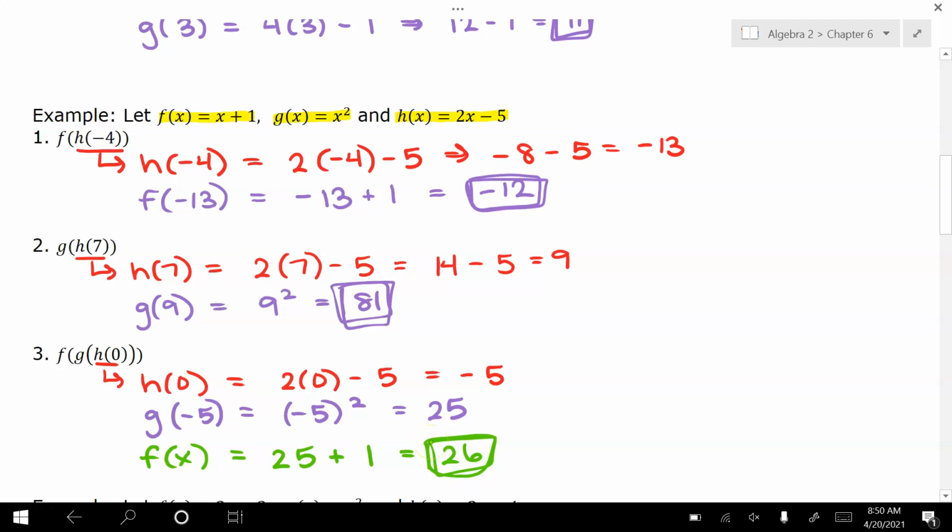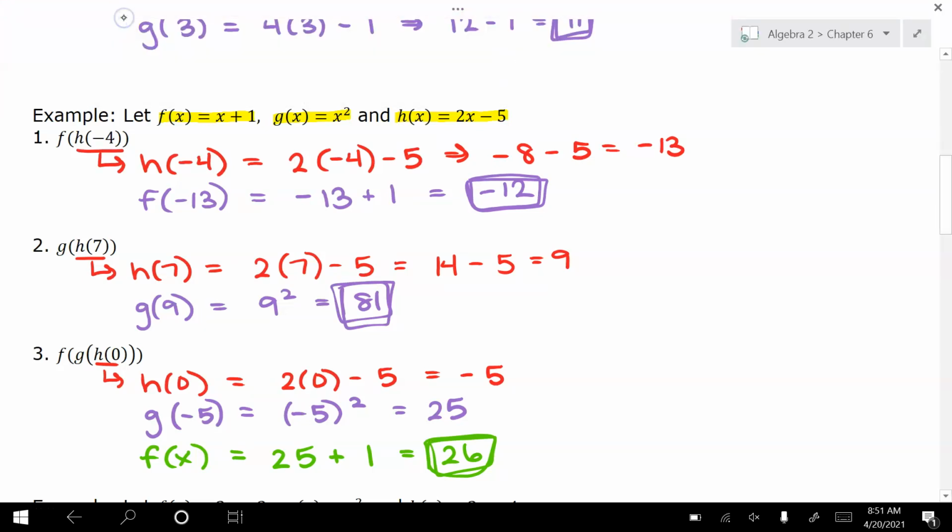So it works the same way, even if they had 4 functions, 5 functions, however many. Most of the time, the most that you're going to see is 3. Okay, but it works the same way. Start with the smallest, like the innermost piece first, inside all of those parentheses, and then gradually work your way out.